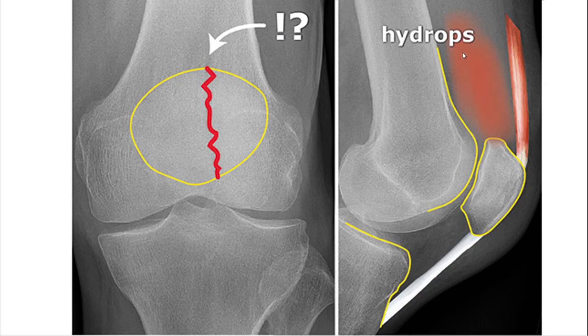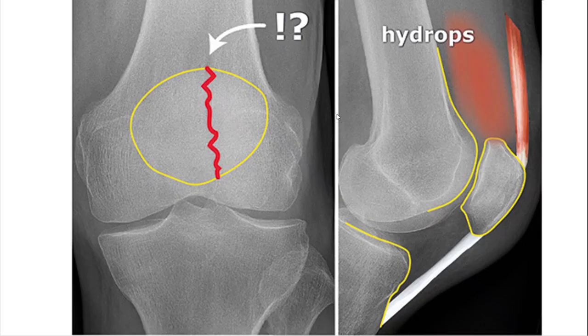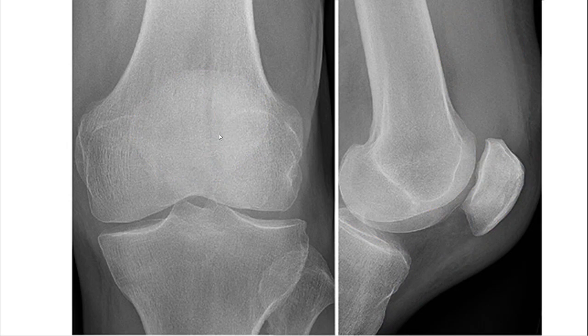Hydrops just means the swelling of soft tissue. In the skyline view, you will be able to see that there is a gap, this radiolucency, and the edges of the bone are quite jagged. So this is a fracture of patella, a vertical fracture of patella, which was not very conspicuously seen in AP view, not seen at all in the lateral view.